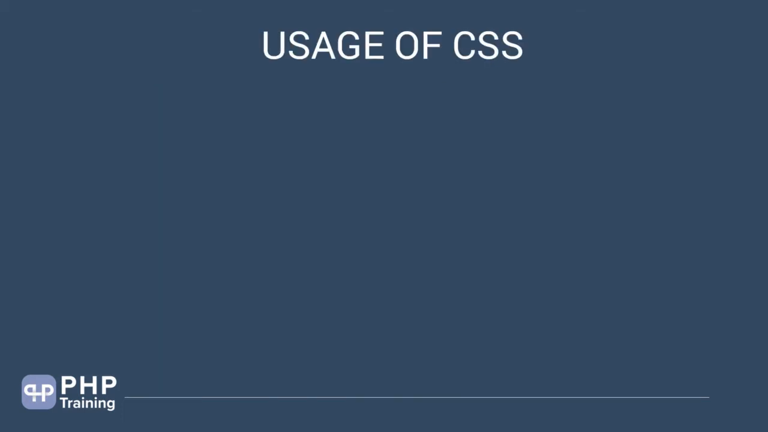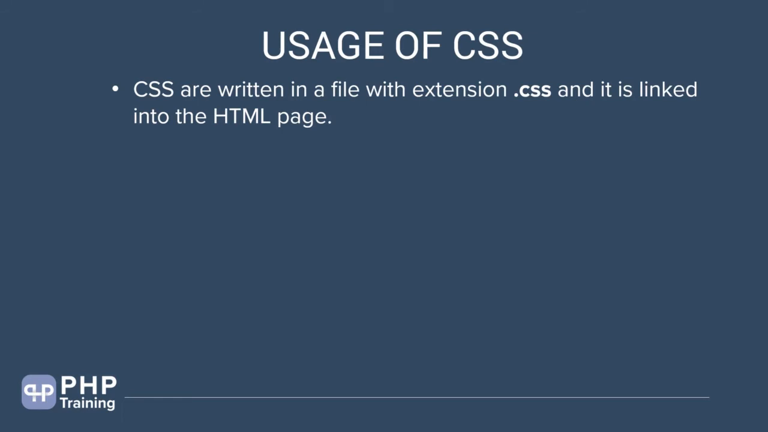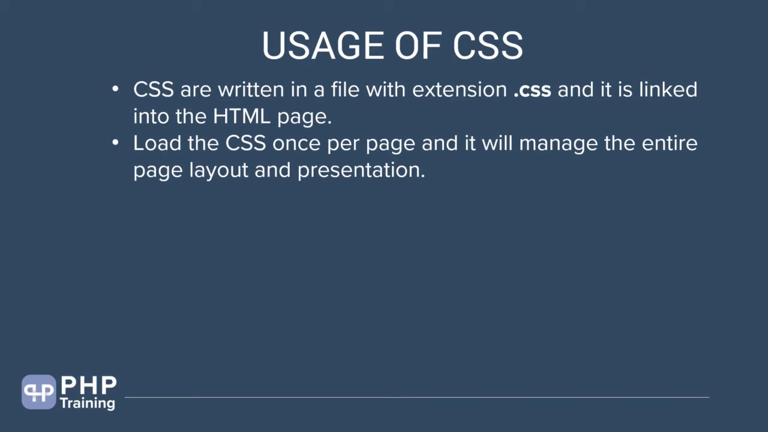Okay, so let's look at some of the usages of CSS. CSS is written in a file with extension .css and it is linked into the HTML pages. In the next lecture, we'll understand how many types of CSS you can link into your HTML. One of the ways is to write into a .css file and then include it in an HTML page. The other way is also possible, but this is one of the ways. You can load the CSS once per page and it will manage the entire page layout and presentation. So you don't have to write multiple CSS files. Well, it's up to your choice, but you can still have one file, with all the CSS dumped into it, and then that CSS can control the whole website.